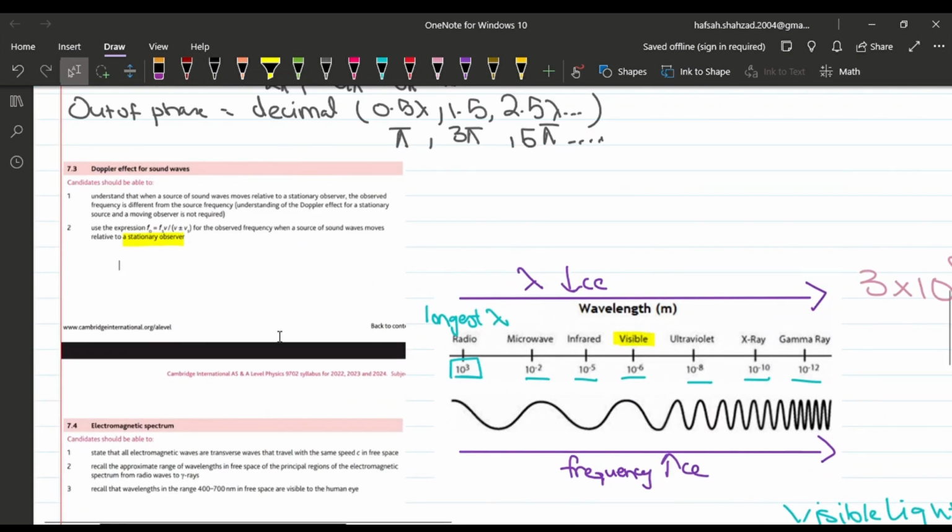7.5 is left, which is polarization. So I'll be making a different video, 10-minute or 5-minute long, on that section, and that will be the end of wave chapter.